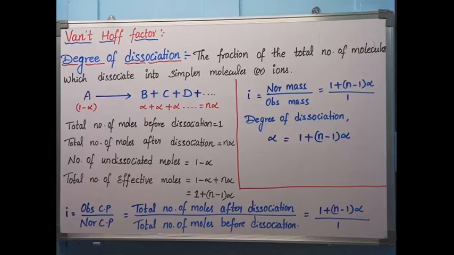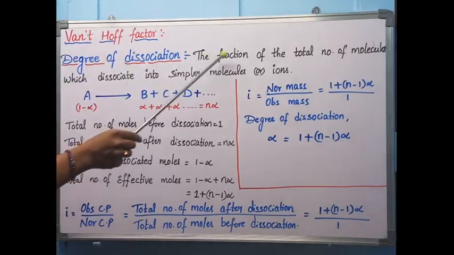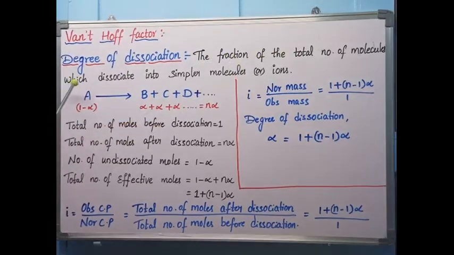Now let us see the Van't Hoff factor calculation for degree of dissociation. Already we know what dissociation is. When we add an electrolyte to water or solvent, it dissociates, or it will break into different ions. That process is called dissociation. So what is the degree of dissociation? The fraction of the total number of molecules which dissociates into simple molecules or ions. The fraction of total molecules which get dissociated when you add them to water or solvent is called the degree of dissociation.